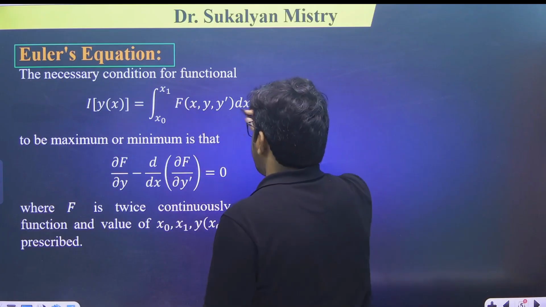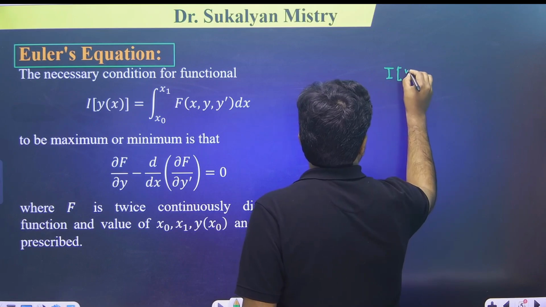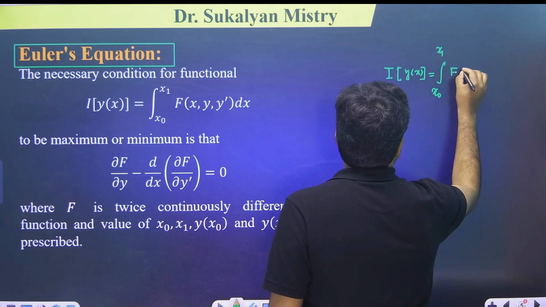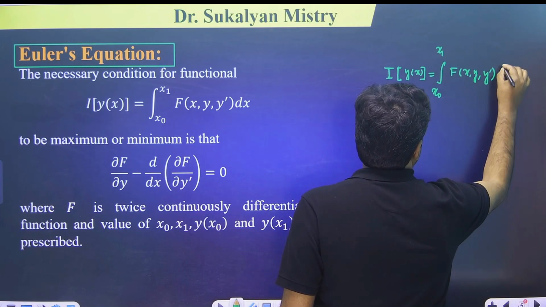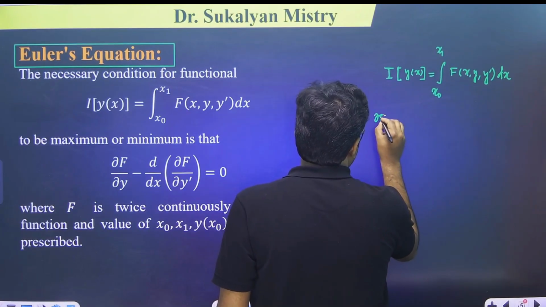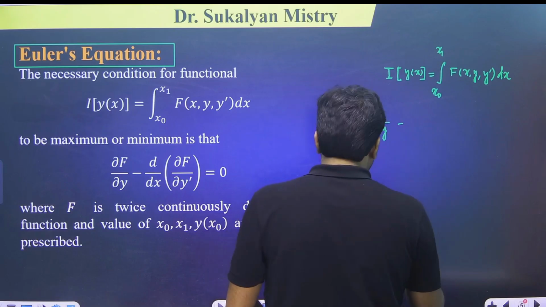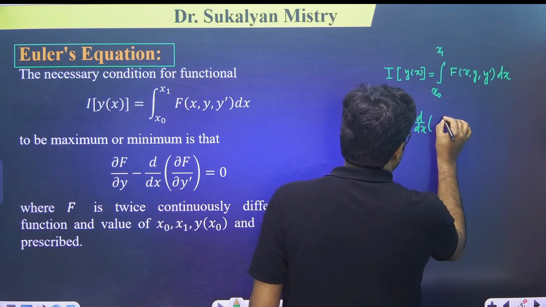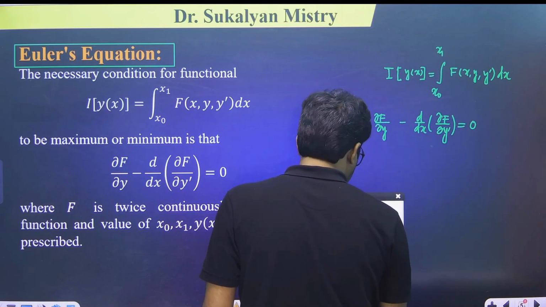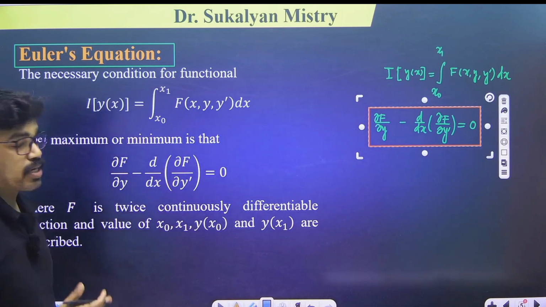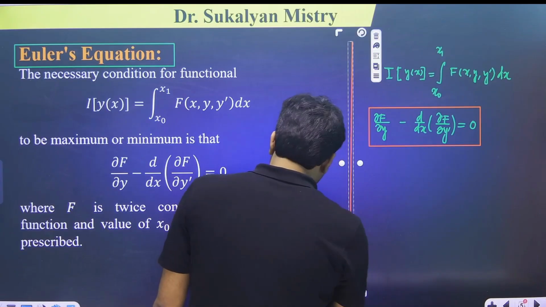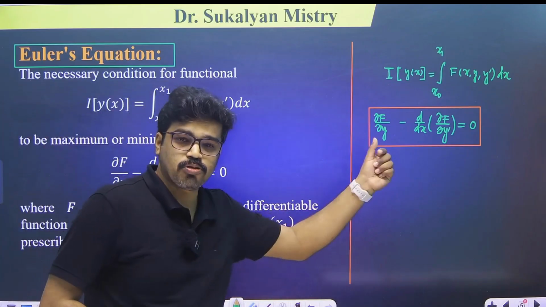The necessary condition for the functional, integral from x0 to x1 of f(x, y, y') dx, to be maximized or minimized is that ∂f/∂y minus d/dx of ∂f/∂y' is equal to 0. So this is called Euler's equation.